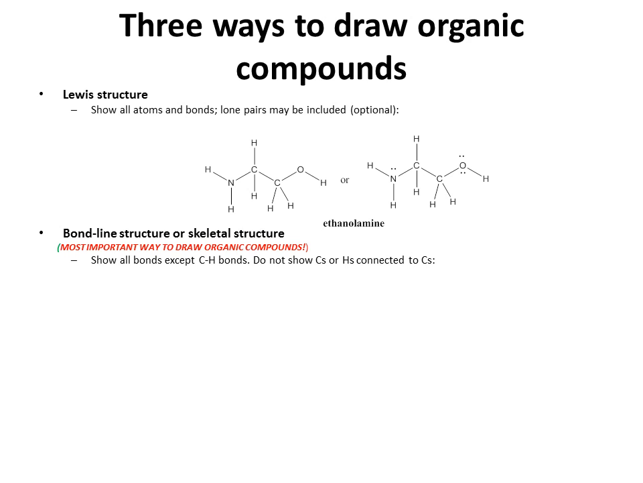We don't show C's or H's connected to C's, but we do show H's connected to other atoms. So again, with ethanolamine, we see the NH bonds, but the carbons are no longer shown. They're simply the intersection of bond lines. And the H's attached to C and the bonds between C and H, they all disappear.